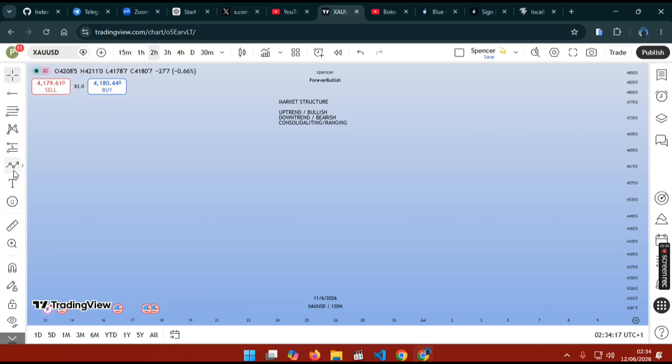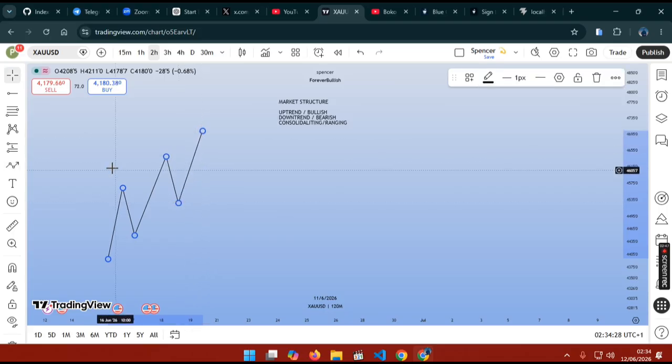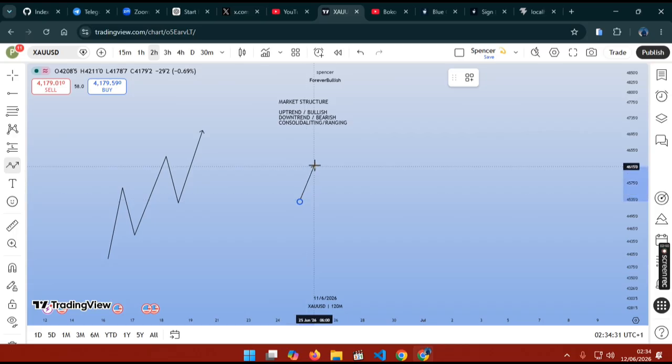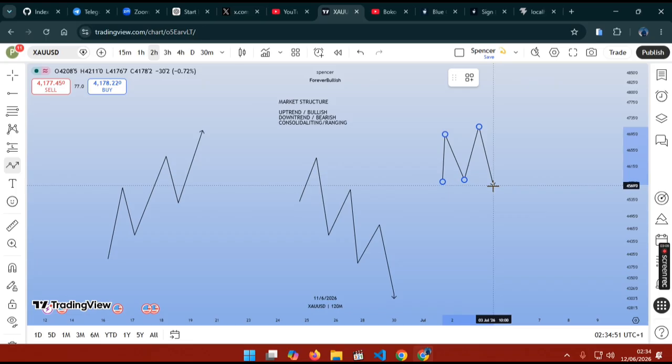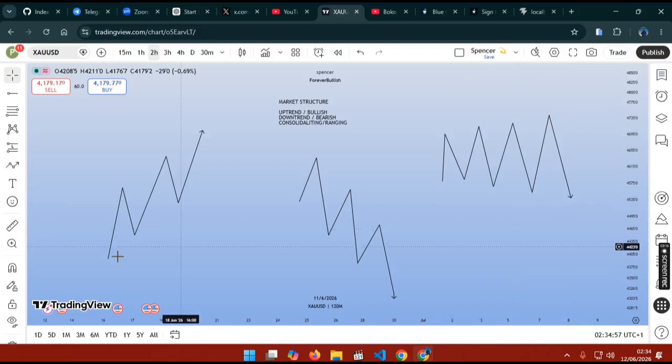Moving on, this is our uptrend market, and we have our downtrend market here. Just a flip of the uptrend market gives you your downtrend market. Then we have our consolidating market. There are names attached to all these things.